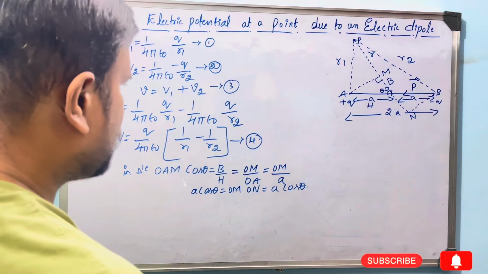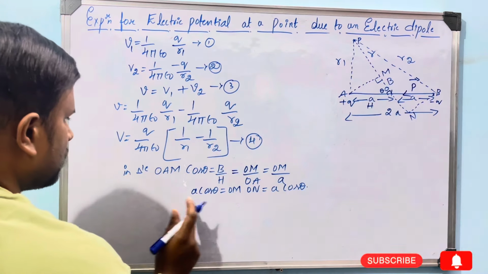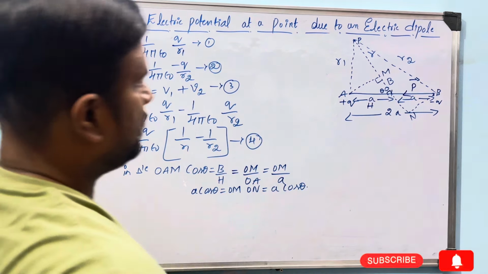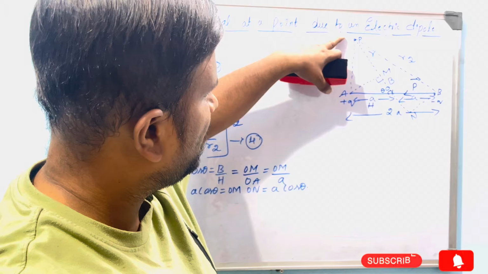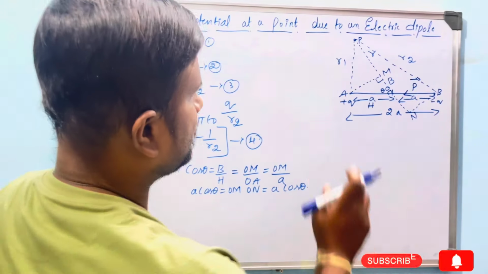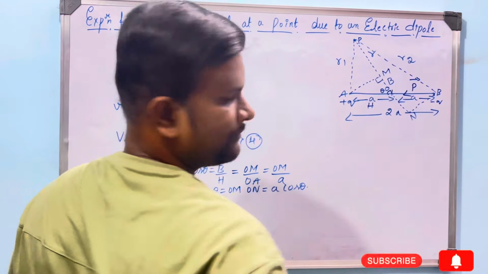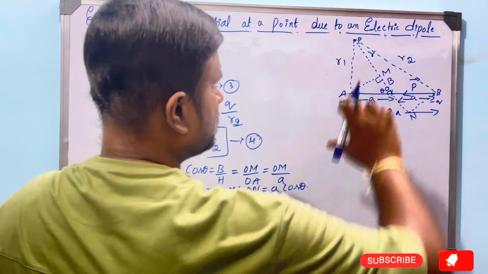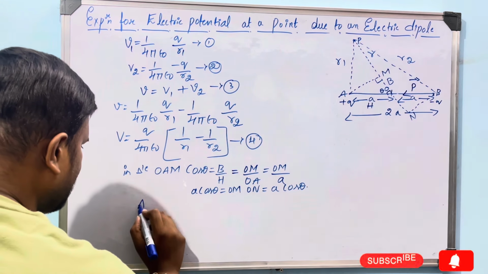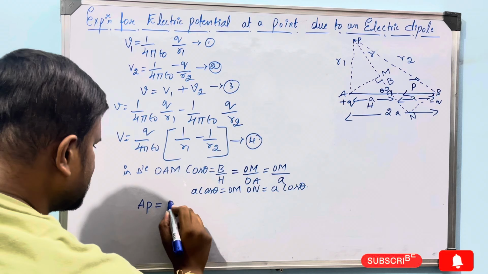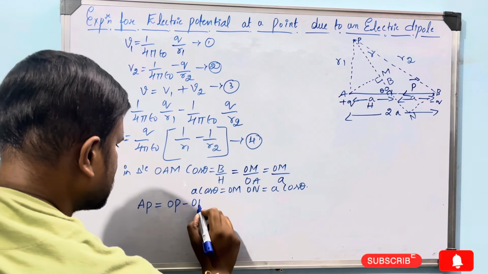Okay. So now, see here in the figure, AP can be written as OP minus ON. AP corresponds to this length. Now it can be written as OP minus OM. See, AP can be written as OP minus OM.